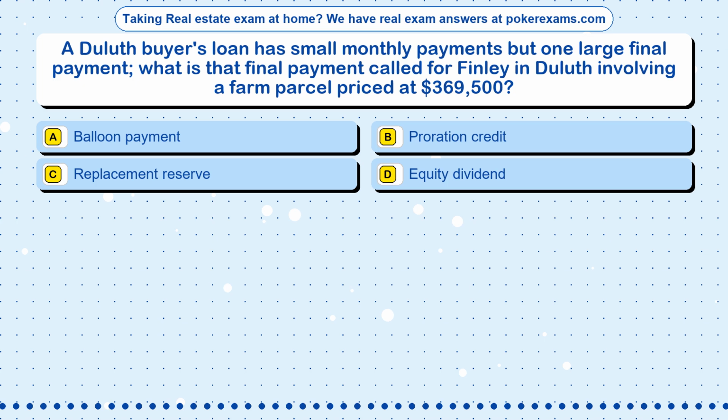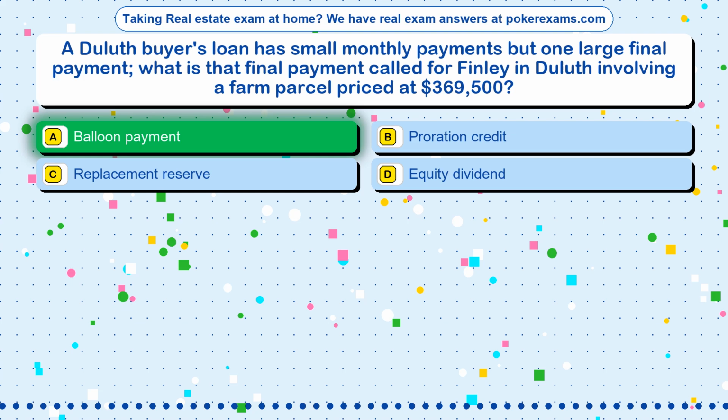Question 5. A Duluth buyer's loan has small monthly payments but one large final payment. What is that final payment called for Finley in Duluth involving a farm parcel priced at $369,500? Option A, balloon payment. Option B, proration credit. Option C, replacement reserve. Option D, equity dividend.